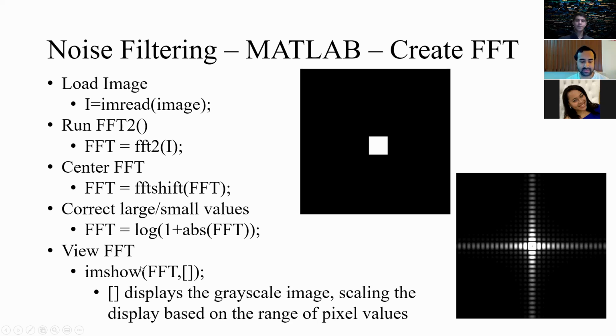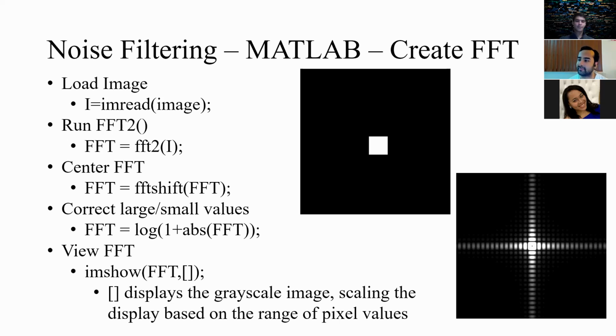And then you can just pass this FFT image to imshow. And then if you use these open brackets, this displays the grayscale of the image. And what ends up happening is if you have a little white block here, the Fourier transform of it looks like this on the right.